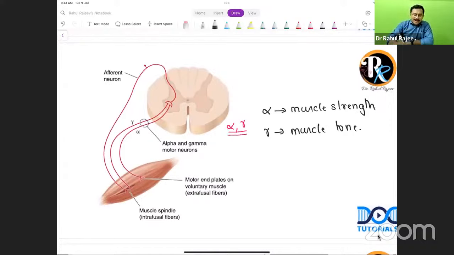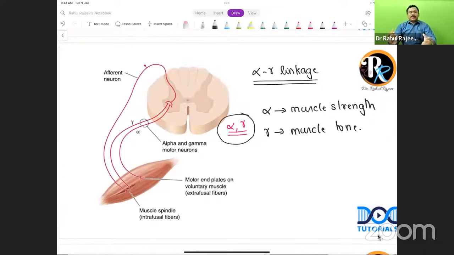There is a bit of alpha-gamma linkage as well. Don't think that they are enemies and doing their own functions. They have got good linkage between themselves. But these lower motor neurons are the ones which supply the muscles. Okay, alpha motor neuron and gamma motor neuron. So where are these motor neurons located? They will originate in the gray matter of the spinal cord. Correct? That is after the synapse.